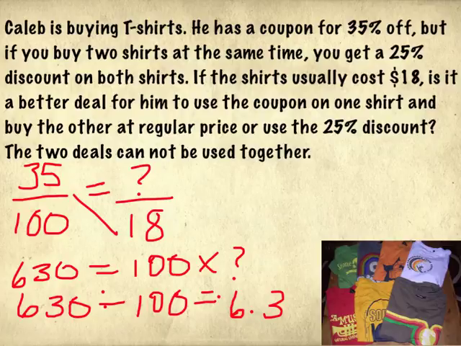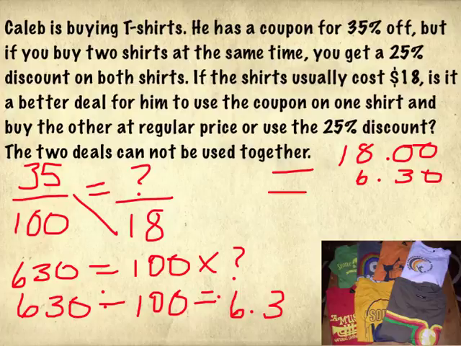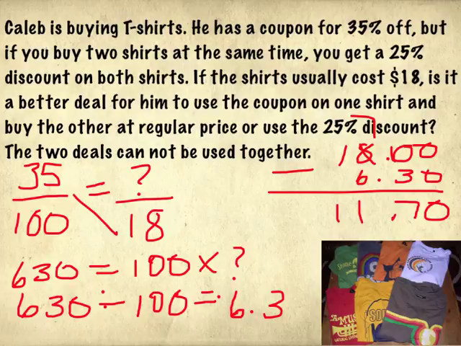So 35% off his shirt, he's going to have $18 minus a $6.30 discount. So he'll only have to pay $11.70 for one of the shirts. The other shirt will be full price at $18. So $29.70 is what he'll pay if he uses his 35% off coupon.